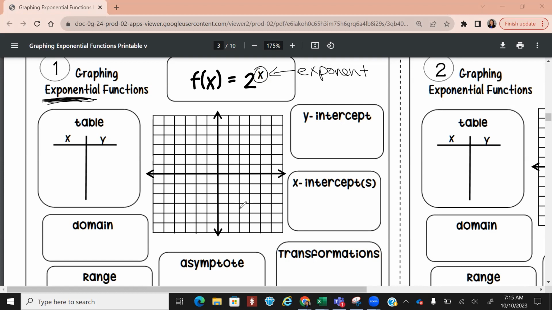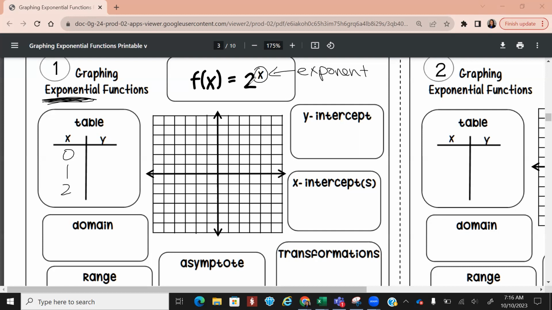So we're going to graph this and we're going to fill in the table. We're going to just take some x and y values. So give me some x values. Maybe we want to try plugging in 0, maybe 1, maybe 2. If we plug 0 into this equation, 2 to the 0 power is what?